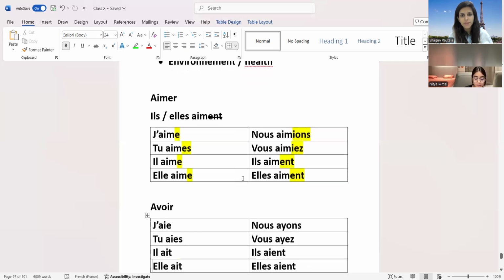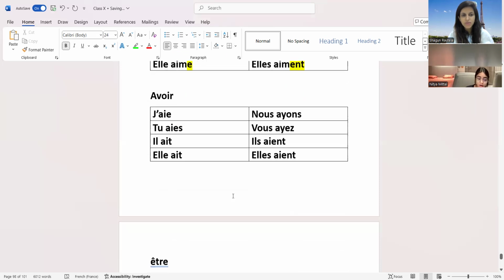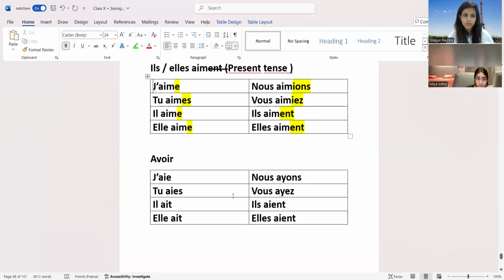ठीक है। So what did we do in aimer verb? aimer में क्या करा हमने? We conjugated je, tu, il, elle with present tense only, along with ils and elles. However, nous, vous, we did imperfect endings, which is ions and iez. And then we did these exceptions. What was the exception in verb avoir?